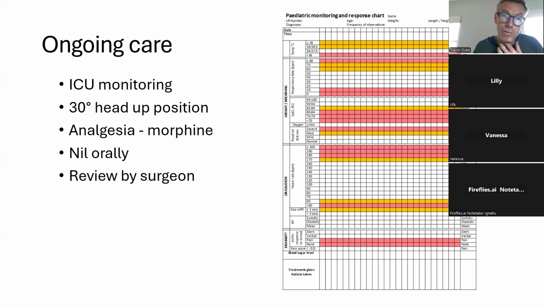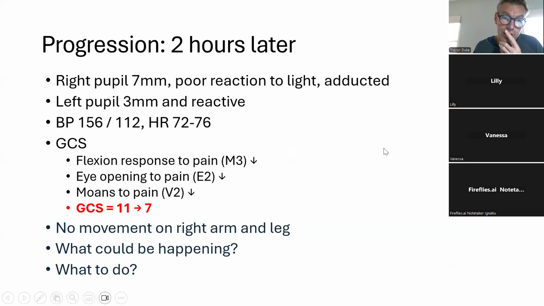aspects of his management. And then over the next 2 hours, from being very stable, from responding quite well, he was noticed on his hourly neuromonitoring to have dilatation of his right pupil that had a poor reaction to light, and his eye was adducted. So adducted, wasn't able to be abducted. His right pupil was 7 millimeters and his left pupil was 3 millimeters.